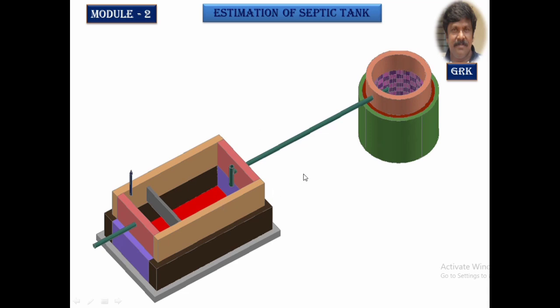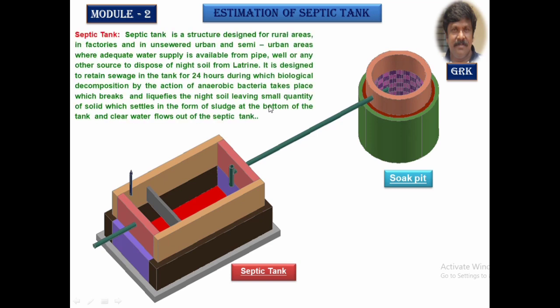Normally this type of septic tank we are going to provide for areas where there is sufficient water and in semi-urban areas where there are no sewers, in the urban or semi-urban areas or in factories, workshops like that.